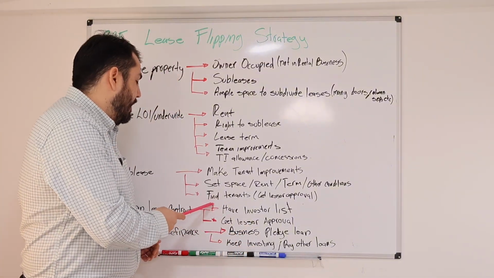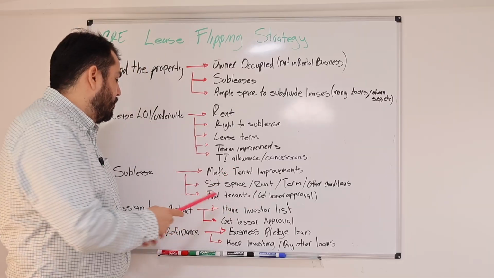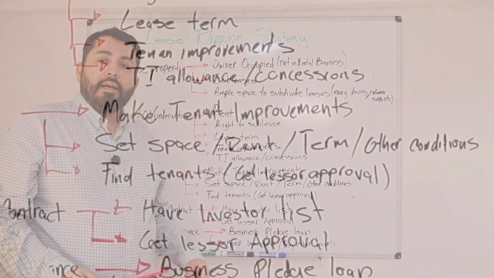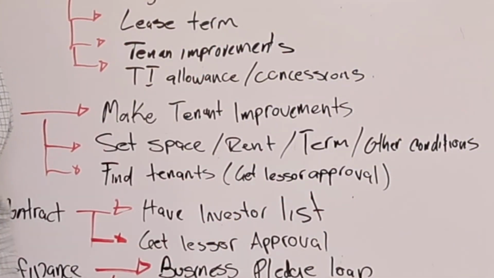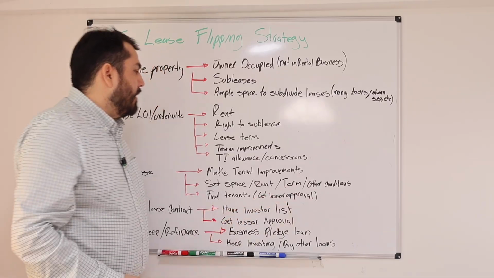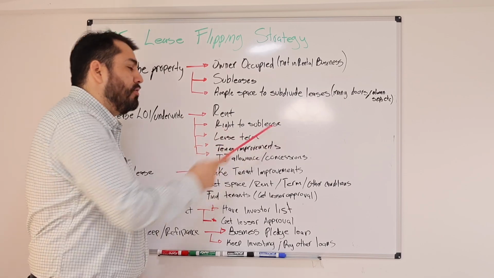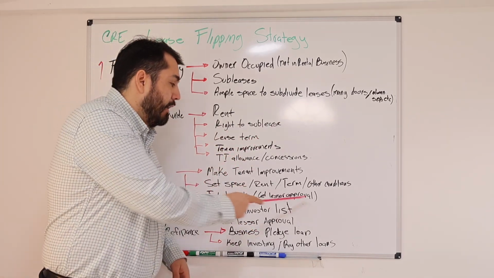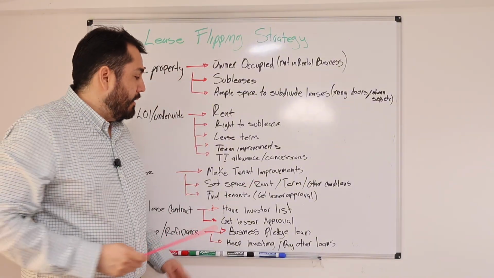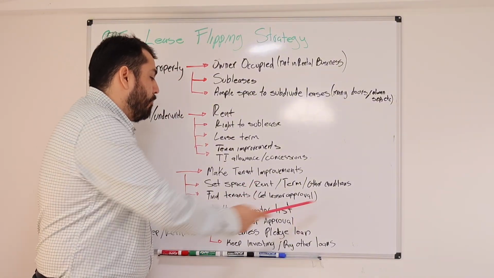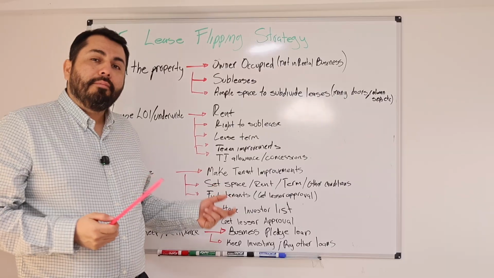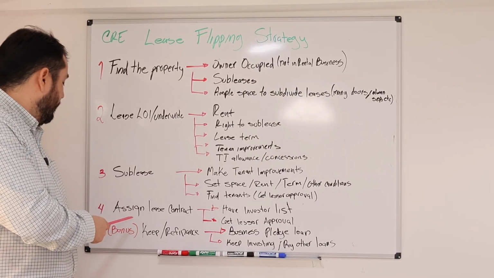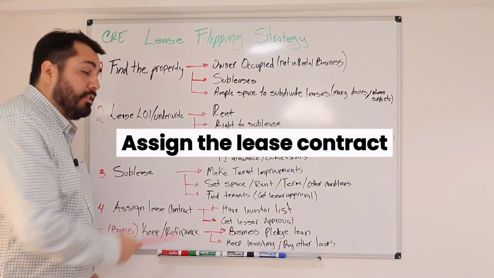Okay, and at the same time, as I already mentioned, you are looking for tenants. Once you have the tenant, usually you have to get the lessor approval, because if he gave you the right to sublease, usually he conditioned it to lessor approval. So you have to get the lessor approval once you found the tenant. Okay, the last step is assign the lease contract.